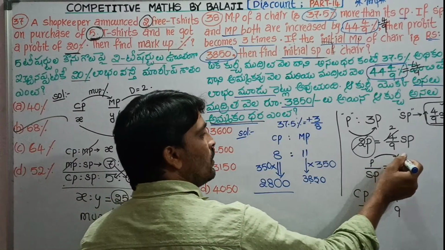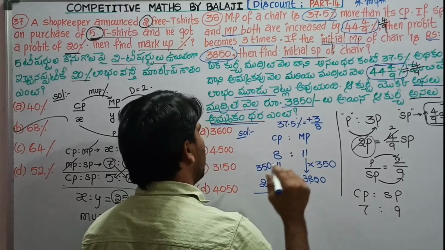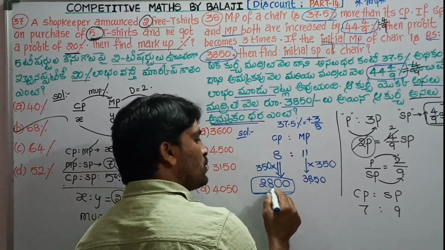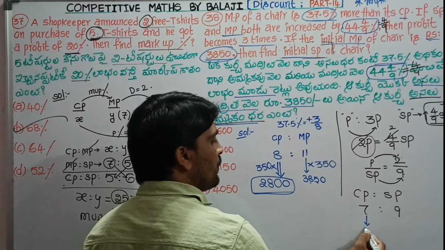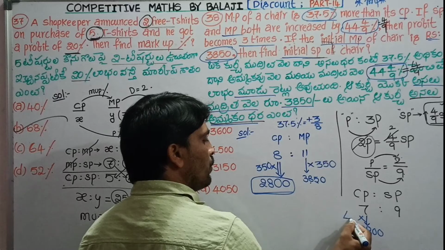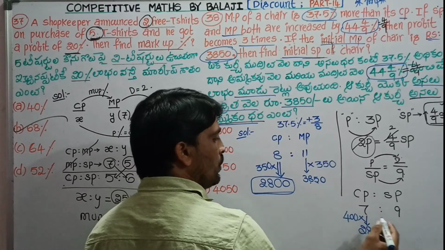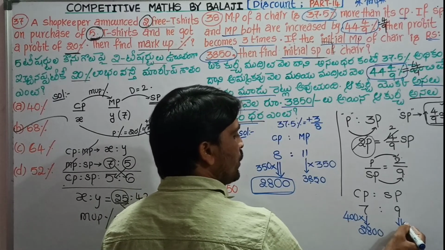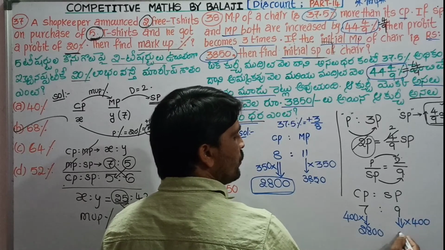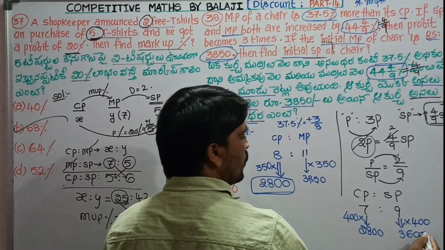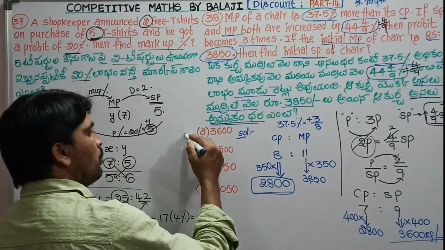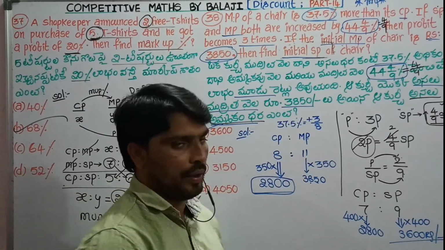Because 2 units is profit, selling price becomes 9 units. Now we know that cost price of the article is 2800. That means 7 units value is 2800, which is 400 times of 7. So initial selling price, that is 9 times of 400, which is equal to 3600 rupees. So what is the initial selling price? 3600. Answer is A. Okay.